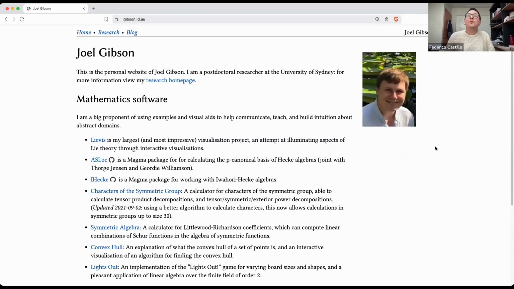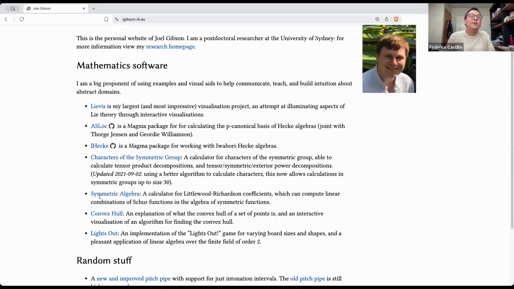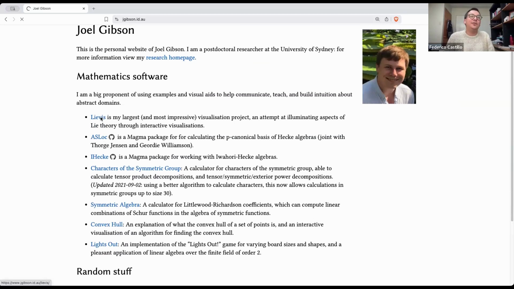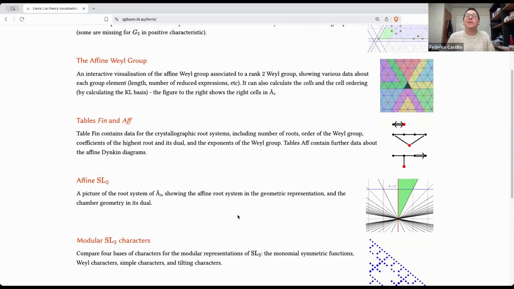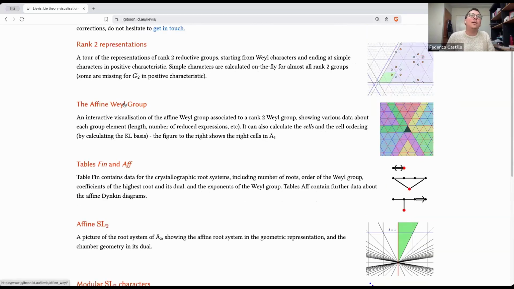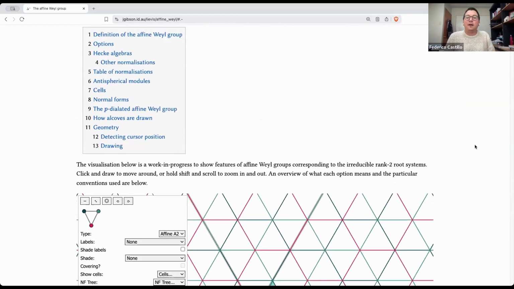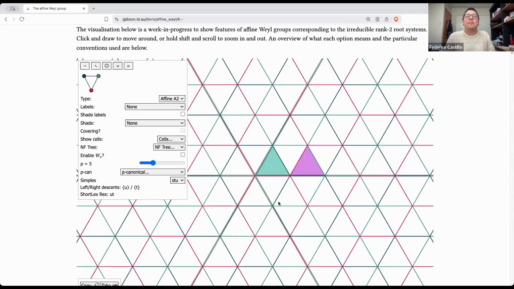I have to share something else. So let me give a shout out to this website. There is this website by Joel Gibson, very helpful for a lot of things, lots of mathematics software. Let's go to Lie visualization. And there is even more, so many toys to play around with. So let's go to only one of them. And right, so we are here. My convention is that this is the identity. No, I want the identity to be on the bottom. Let's put the identity here. And this is type A2, let's say labels. No, this is okay. And shade.